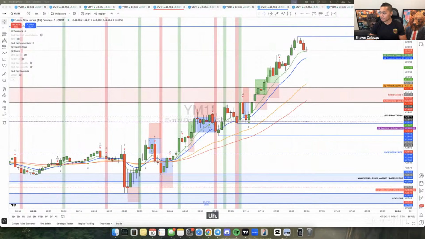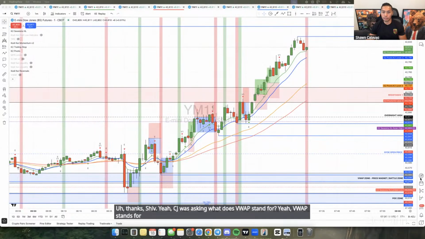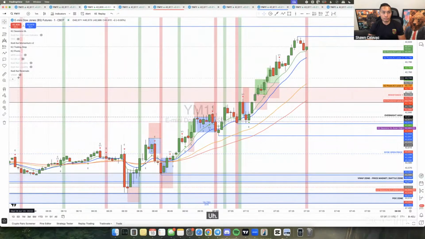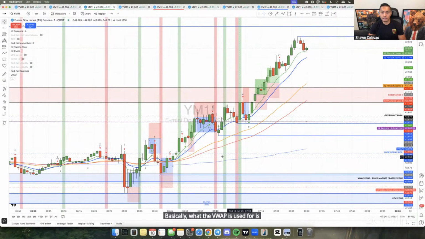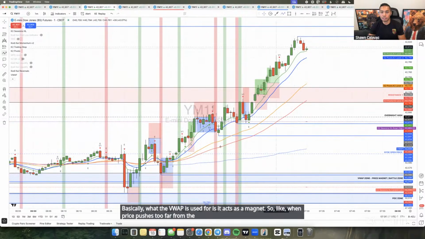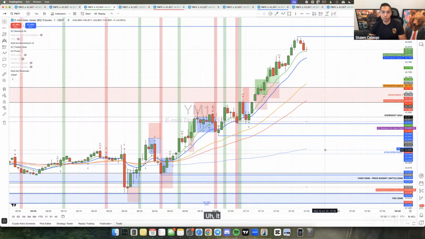Thanks, Shiv. Yeah, CJ was asking what this VWAP stands for. VWAP stands for volume weighted average price. Basically, what the VWAP is used for is it acts as a magnet. So when price pushes too far from the VWAP, it tends to pull back to the VWAP. It's used for a lot of mean reversion strategies, so reversal strategies, basically.